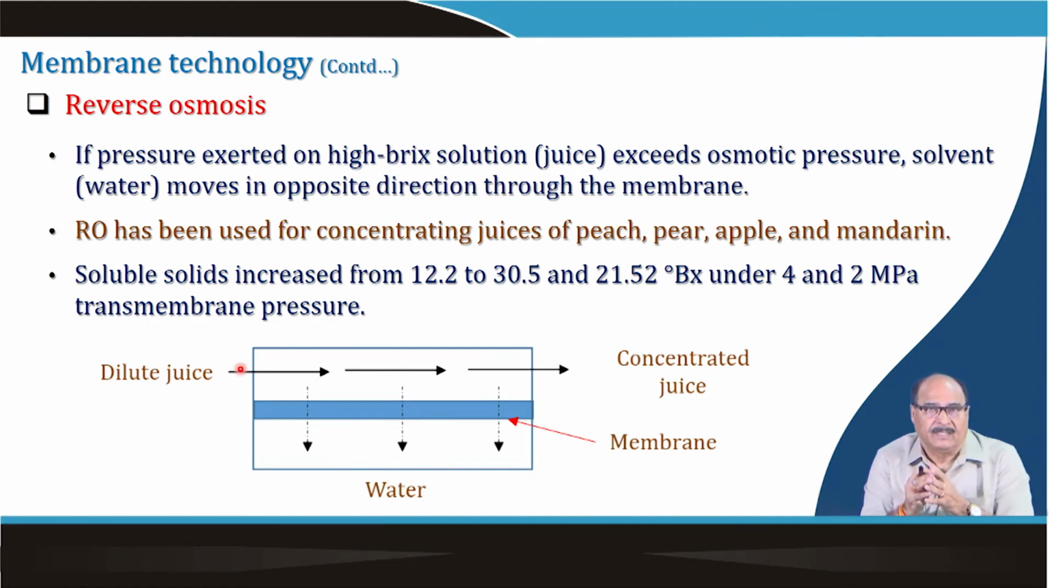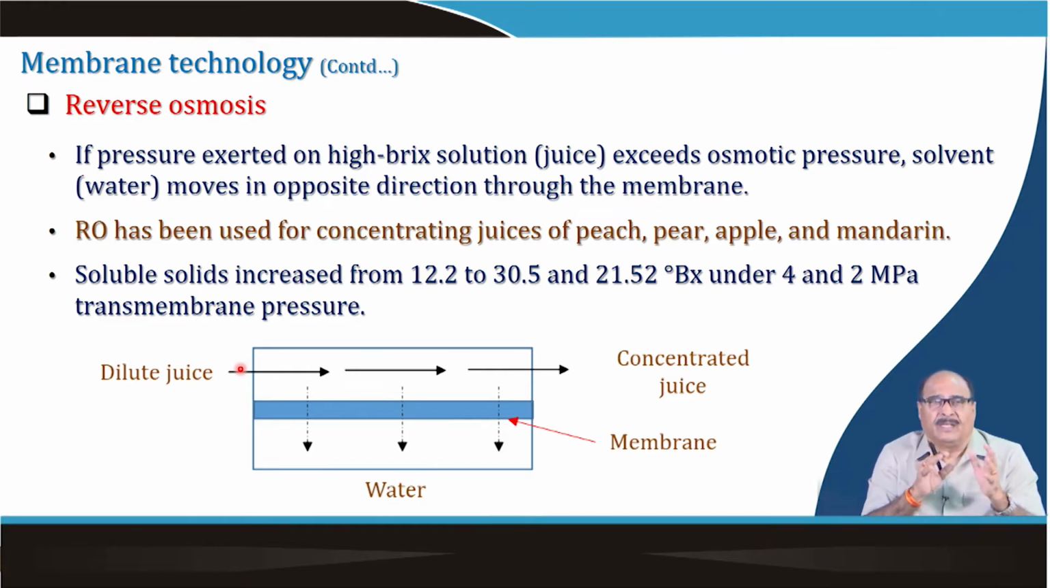Then reverse osmosis. It is a very common method even now used. Whatever the osmotic pressure, you have to apply a pressure gradient more than that of the osmotic pressure. Then the flow can be reversed, in the opposite direction through the membrane. So, RO has been used for concentrating juices of peach, pepper, apple, mandarin, and so on. Soluble solids have been found to increase from 12 to 30% or even 21 to 30 degree Brix, under 4 and 2 MPa transmembrane pressure, etc.